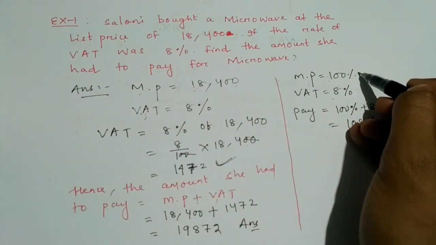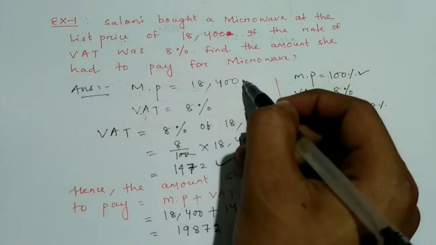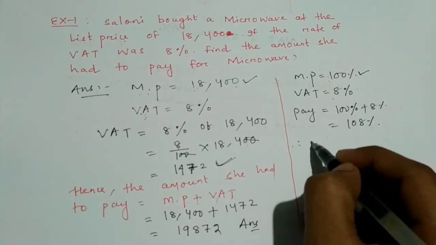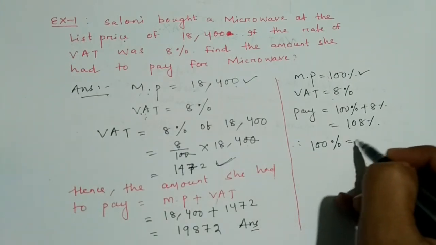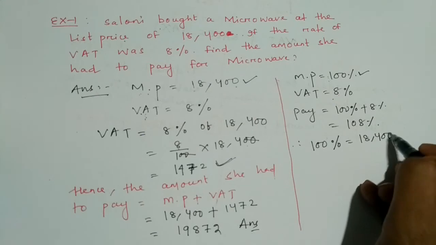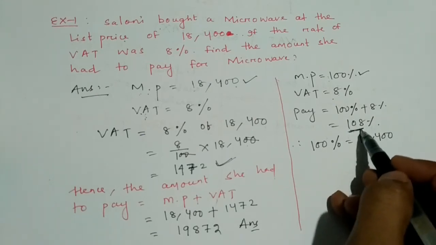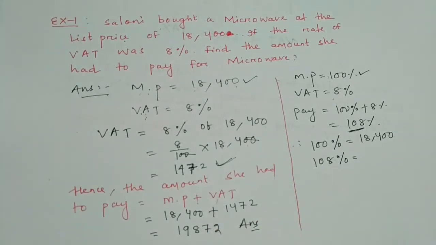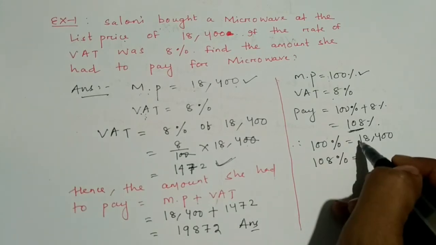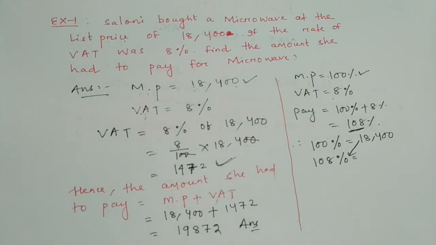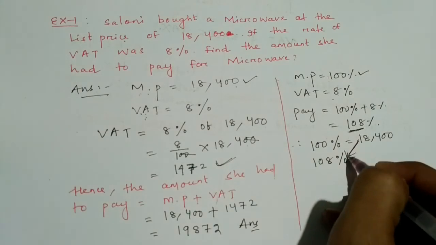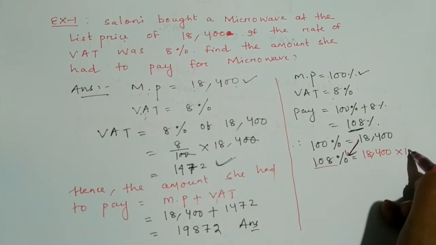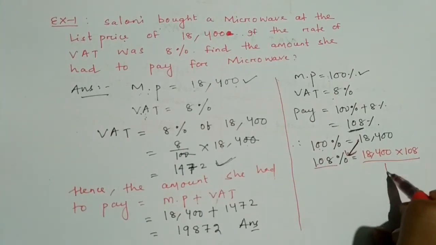So we have taken mark price as 100% and we are given that mark price is 18,400. So we can write it like this: 100% is equal to 18,400. So we have to find out what is 108%. Then we will get our answer. So how can we do that? By cross multiplication. How? 18,400 is multiplied with 108 and it will be divided by 100.